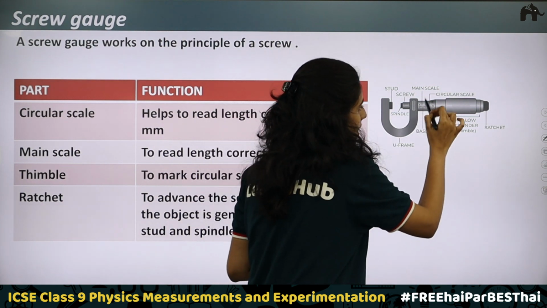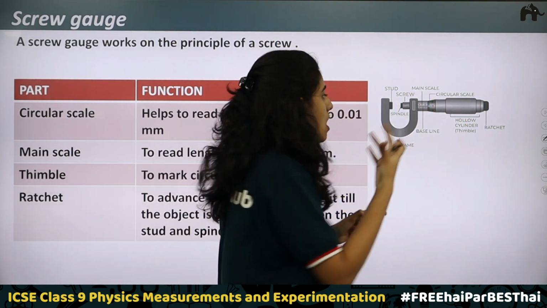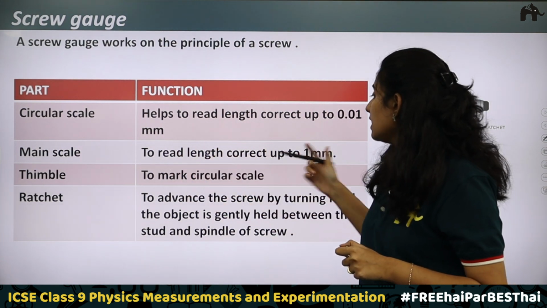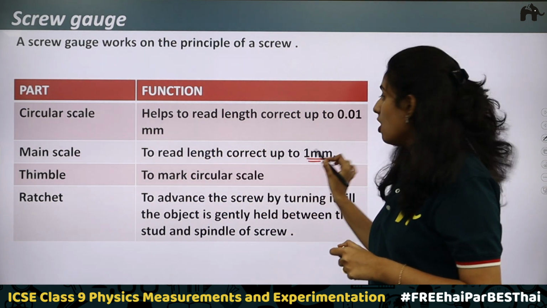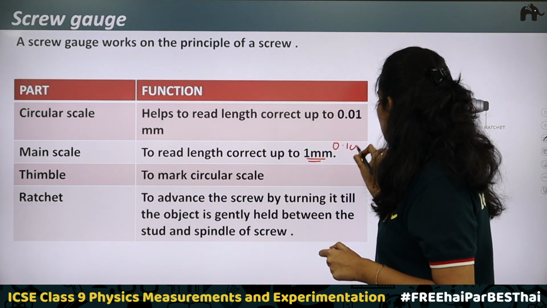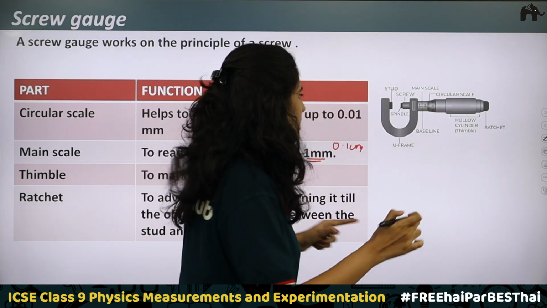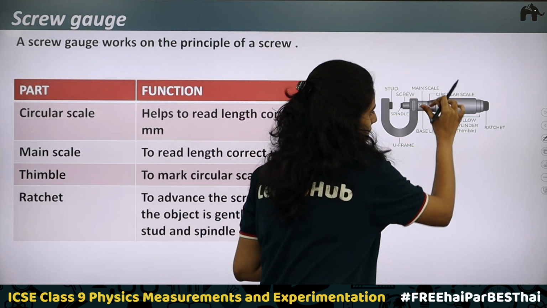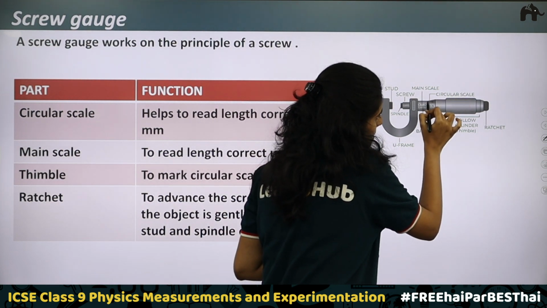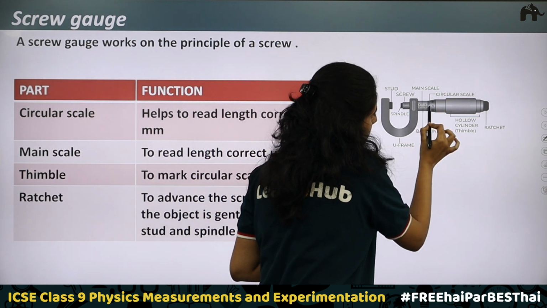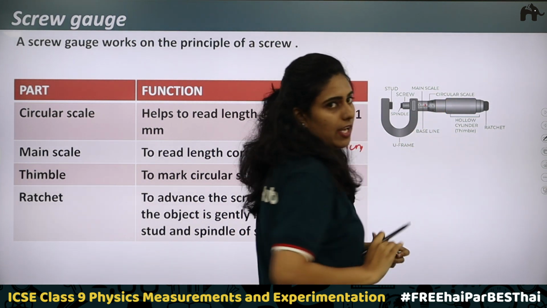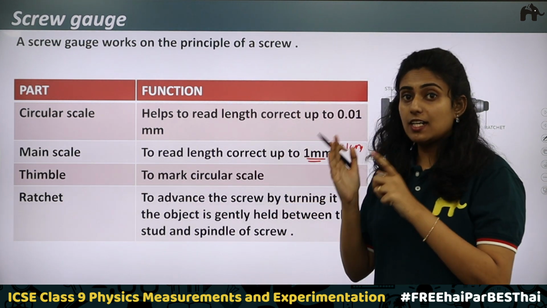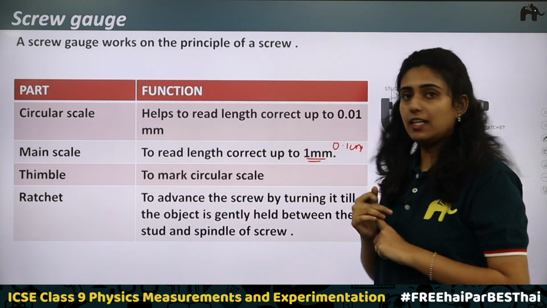This is a circular scale, and on the circular scale you will have 50 or 100 divisions. Then you will have the main scale to read length correct up to 1 millimeter or 0.1 centimeter. We need the main scale. The main scale is this line, also called the baseline. When you are rotating, you can see that this part will be touching one of these values, and that reading we will be taking. So the value that comes in front, you will be taking.